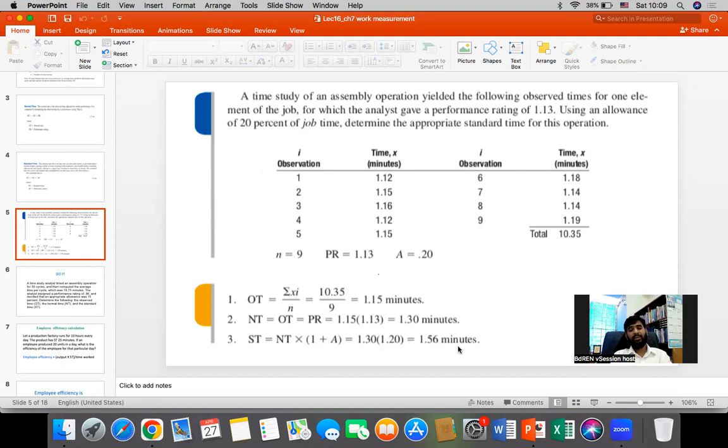And here the standard time is 1.56 minutes. A standard time of 1.56 minutes means that if the per minute cost of the factory is $1, then the making cost of this product, or the making cost for this element, will be $1.56. Are you getting why $1.56?